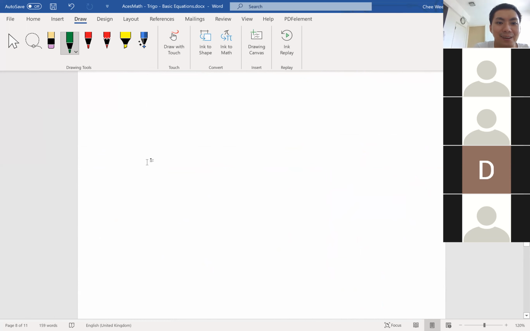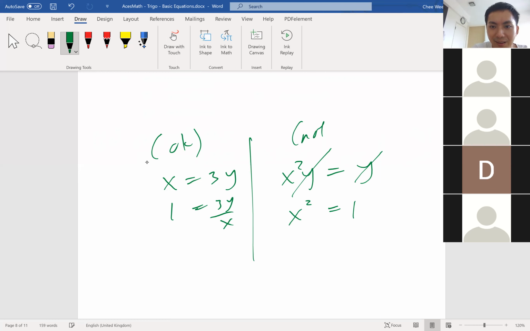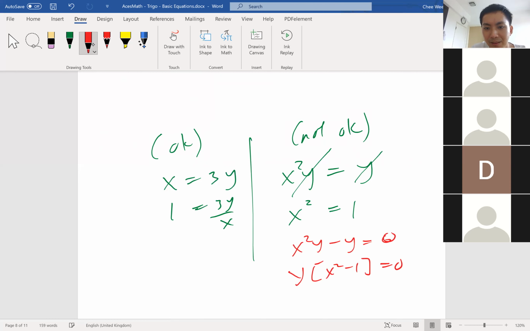If I say x is equal to 3y, I can still have 1 is equal to 3y over x. I'm not doing any cancellation. But if you have x square y is equal to y, then you are doing it like this. This is okay. So the proper way to handle the right hand side is x square y minus y is equal to 0, and y times x square minus 1 is equal to 0. Get it now?